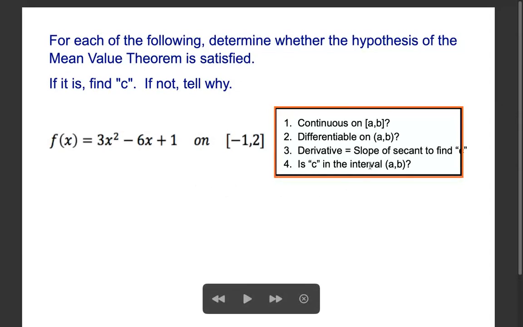So here's a little checklist. What we want to do is think to ourselves, first of all, is this continuous on the closed interval [a, b]? Is it differentiable on the open interval (a, b)? And then if these two things are true, then we can go ahead and figure out what the slope of the secant is between the endpoints, find the derivative, sub in c for the derivative, and find the value that works for the mean value theorem, and then just verify that it's on the interval. So take a minute, pause the video, give it a try, and come back to see how you did.